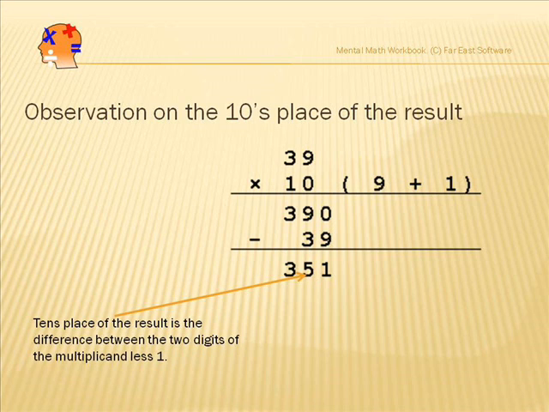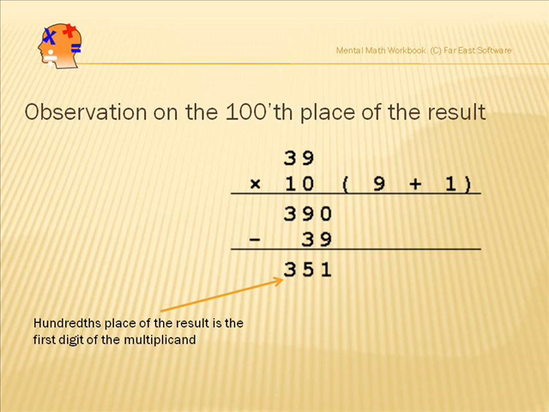Notice also that the tens place of the result is always the difference of the two digits of the multiplicand less 1, because we had to borrow 1 in the previous step. So here the tens place of the result is 9 minus 3 minus the 1 we had to borrow in the previous step. Also notice that the hundreds place of the result is the first digit of the multiplicand.